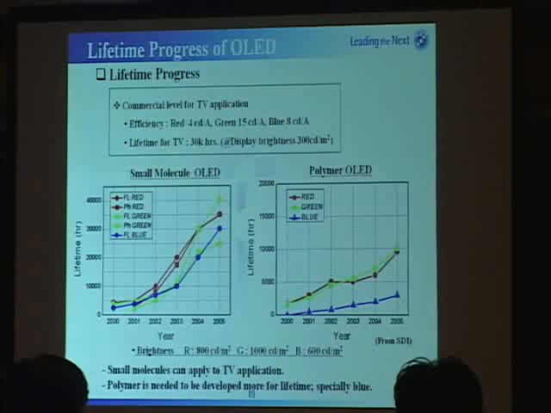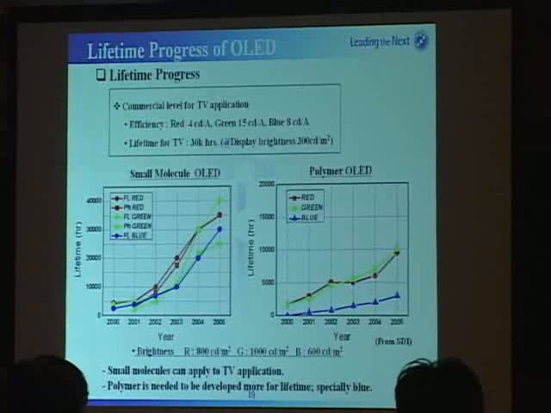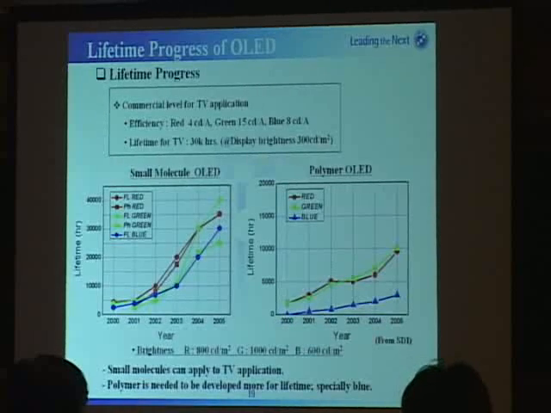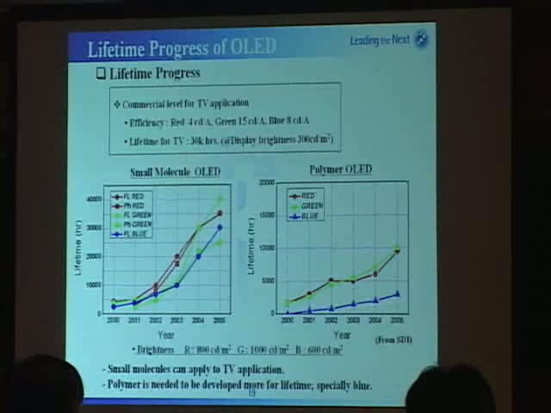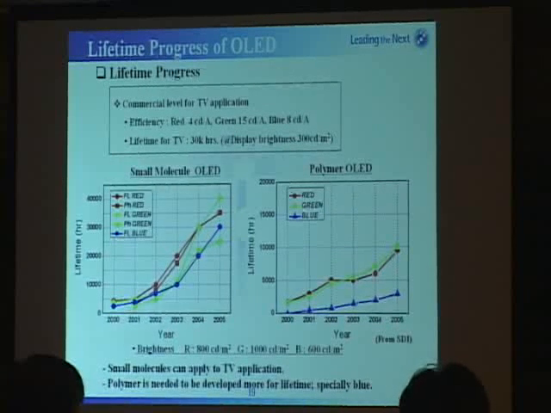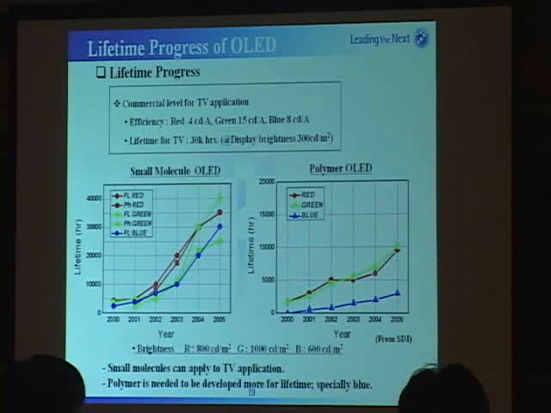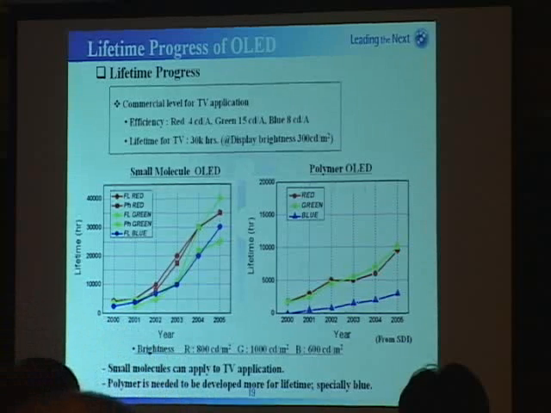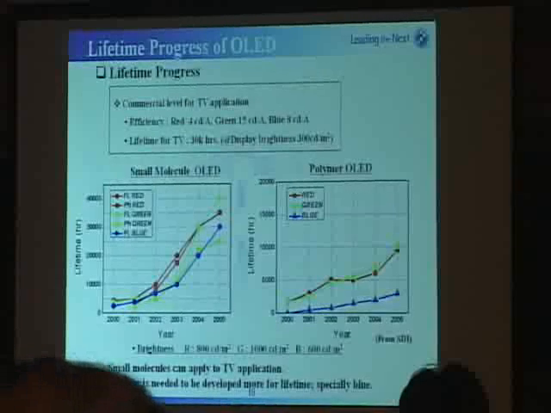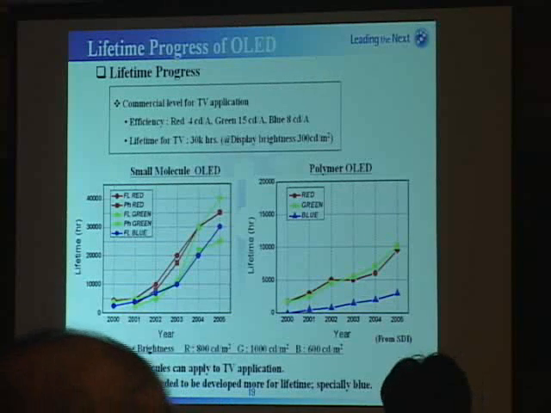Next. This picture shows the lifetime progress of organic LED. Lifetime for TV application is 30,000 hours at a display brightness of 300 candela. This is a small molecule, and this is a polymer OLED. As shown in these pictures, small molecules can almost be applied to TV applications. However, polymer needs to be developed more for lifetime, especially blue, although it is steadily improving.